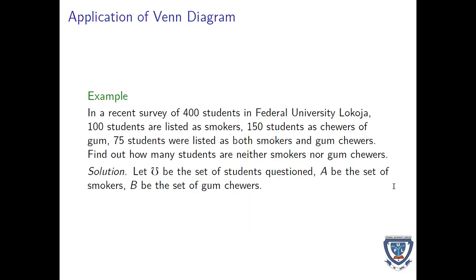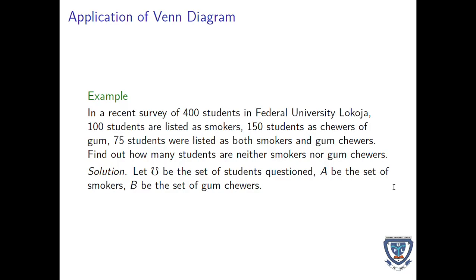Let's look at some applications of the Venn diagram. In a recent survey of 400 students in a federal university, Lokoja, 100 students are listed as smokers, 150 students as chewers of gum, and 75 students were listed as both smokers and gum chewers. Find out how many students are neither smokers nor gum chewers.